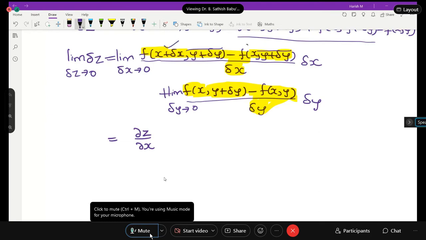Can we say x is varying now? And there is a limit delta x tending to 0 divided by delta x also there. Can I say that is dou z by dou x? That is the partial derivative of the function with respect to x.